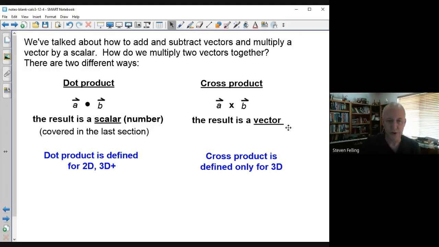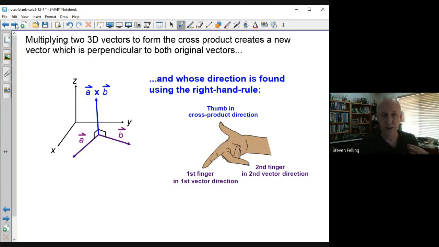Also important to note that the dot product is defined for pretty much any number of dimensions above 1. So 2D you can do it, 3D, higher dimensions, but the cross product is defined only for 3-dimensional vectors, so only in R3. However, it is extremely useful, and we use it all the time in Calc 3. Okay, so when we multiply 2 vectors to form the cross product, that creates a new vector.